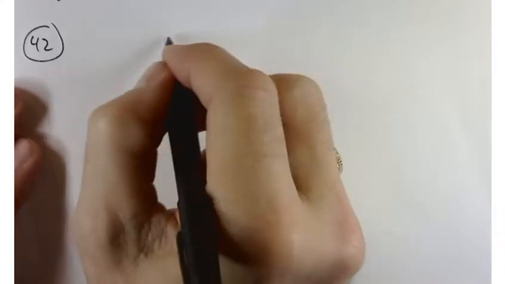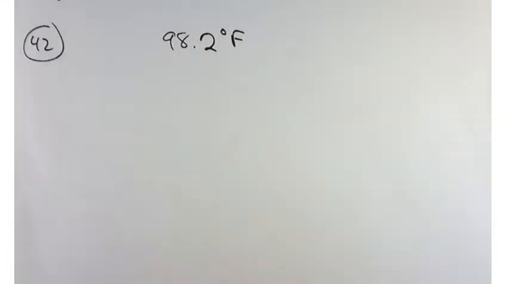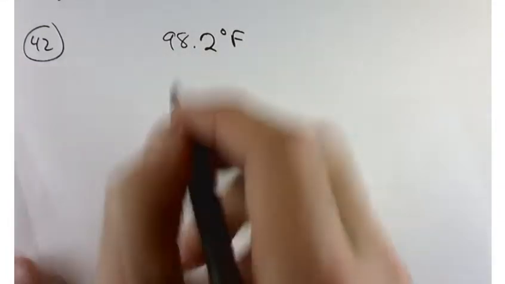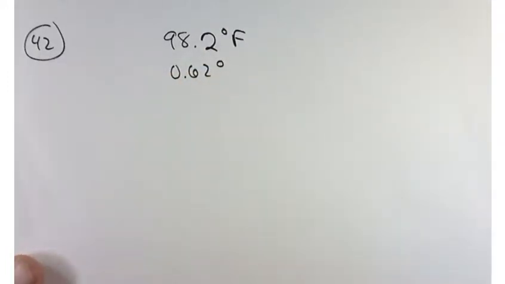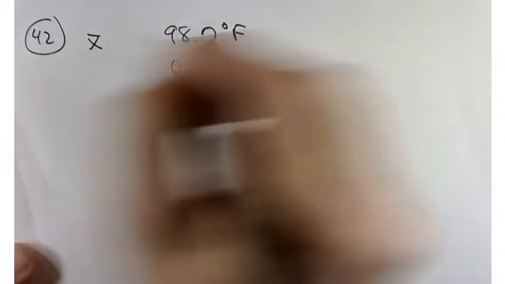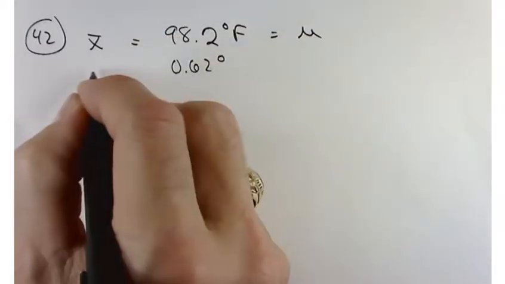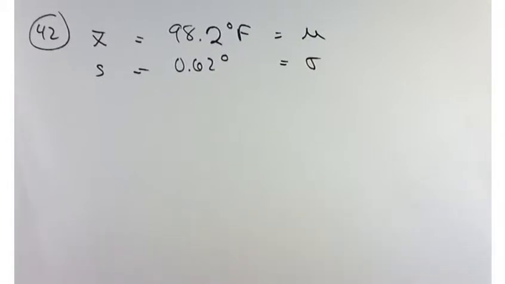But whatever. Let's look at problem number 42 and see if we can apply the empirical rule. The average human body temperature in that data set is 98.2, with a standard deviation of 0.62 degrees. Now here's kind of a question for you. Which one of these measures should I use? Should I call this x bar, or should I call it mu? Should I call this s, or should I call it sigma? Which label do you think is more appropriate?